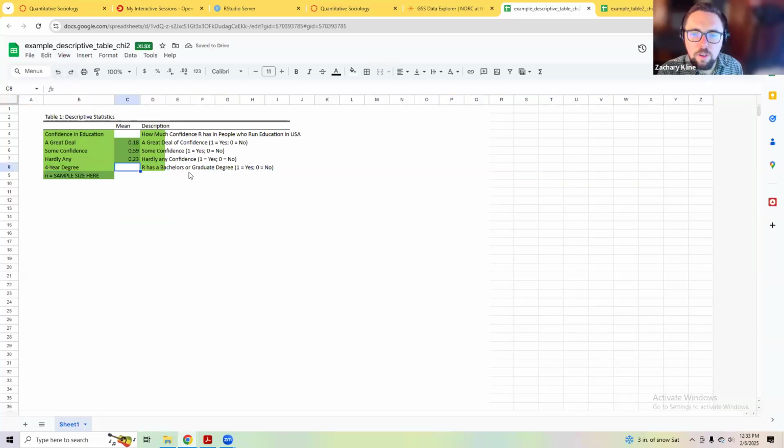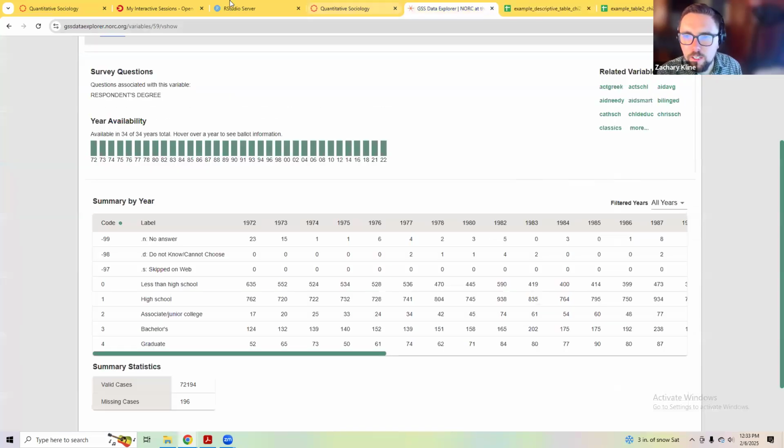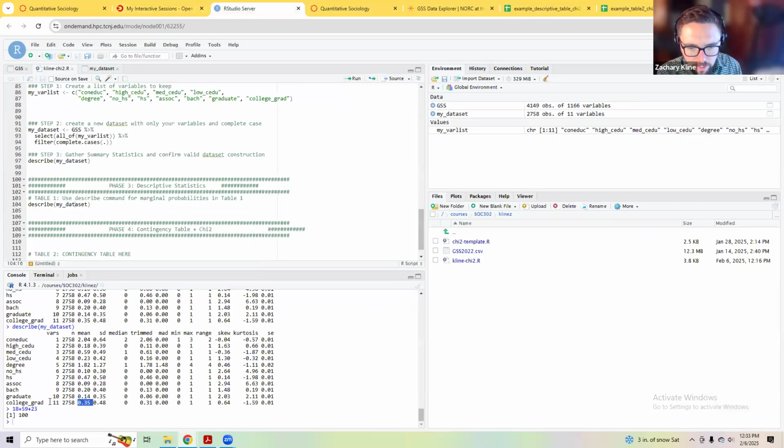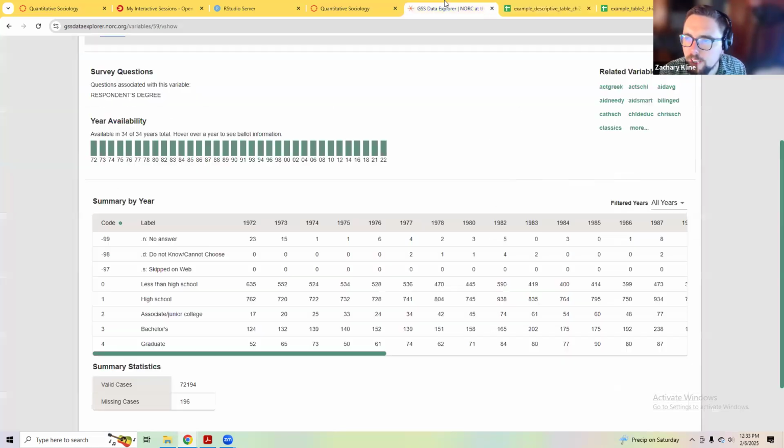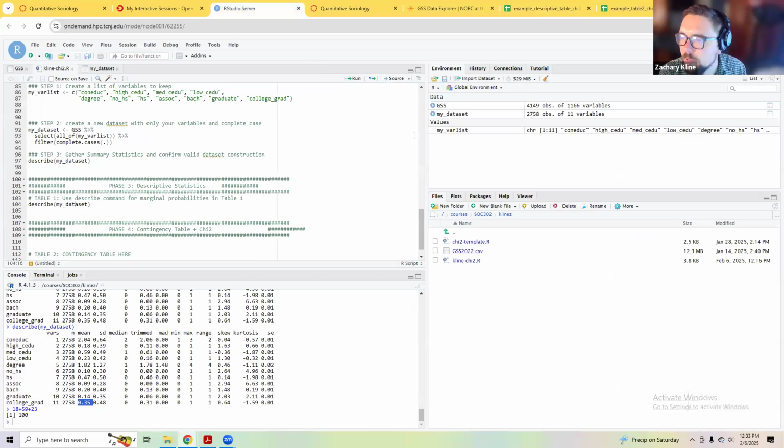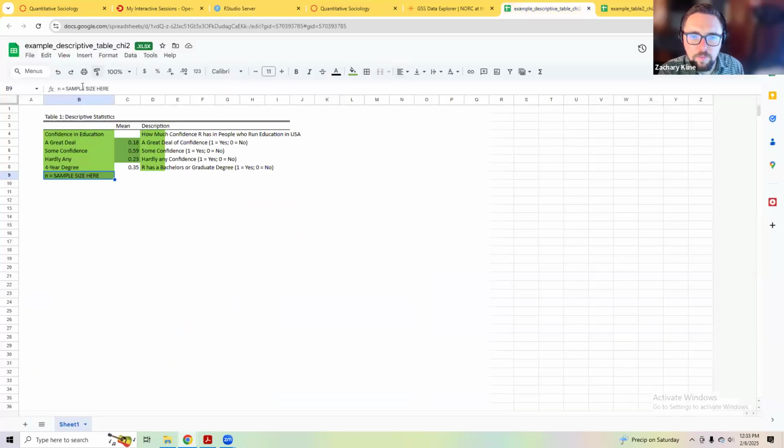All right. So I want to know the bachelor's or graduate degree. Got that back here at 0.35. That's the one I accidentally copied as graduate. Okay, 0.35. Now here we say n equals sample size. Well, good guess. We're going to put our sample size where it says sample size here, the sample size of our complete case information, 2758.